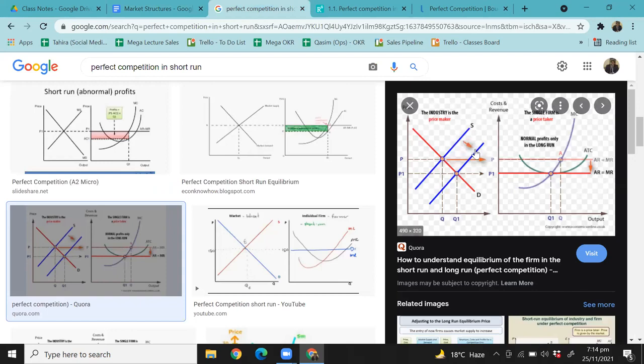Can you see where my cursor is? It shifted to the right, and the new equilibrium price decreased from P to P1. And this new price P1 became the new demand curve for the firm, and that is how the abnormal profit of a firm reduced to normal profit. Easy?